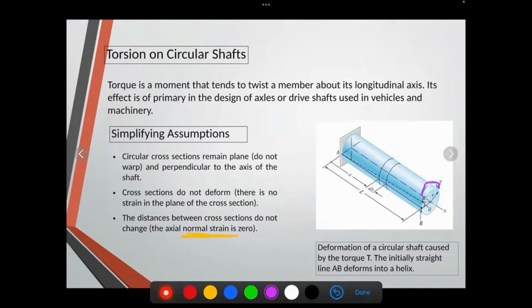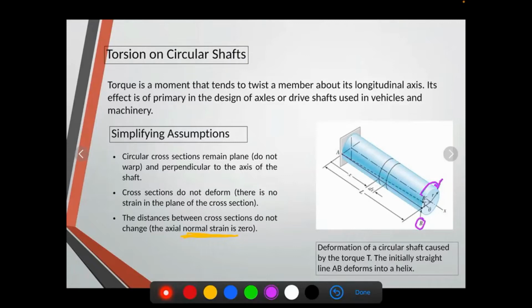Now, to derive the equations to be used here, we will cut, for simplicity, a portion. Ito nga hinighlight yung portion. So we will cut it. Instead of distance L, we will have a distance dx. Sorry, I forgot to mention, before the torque was applied, we have this straight line AB. And then after a torque is applied, mag-twist siya.